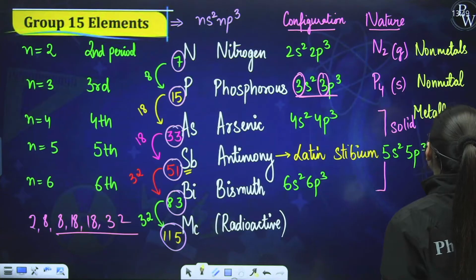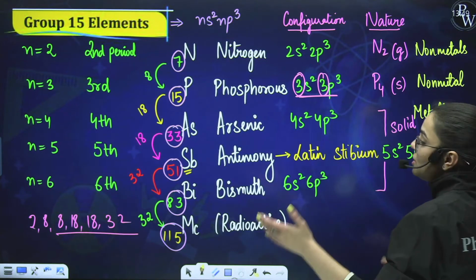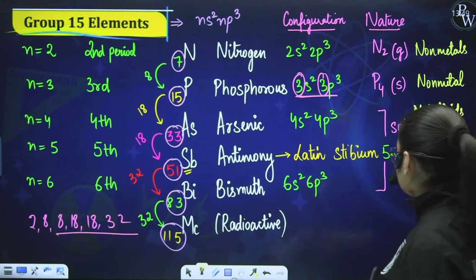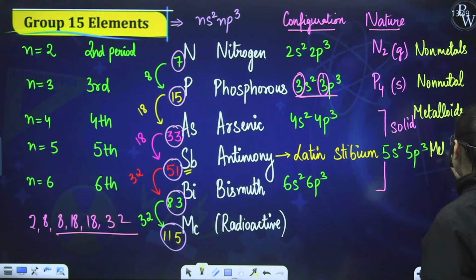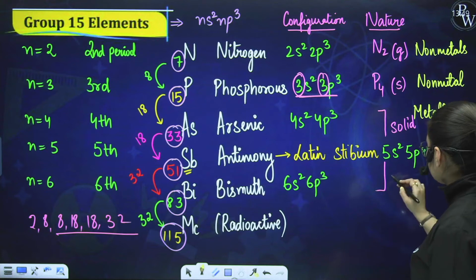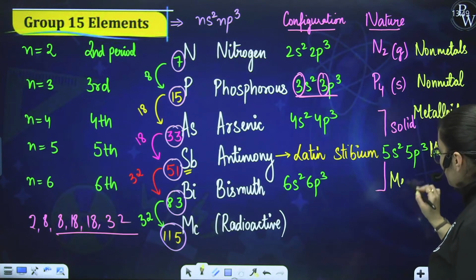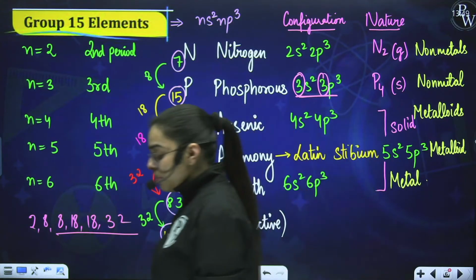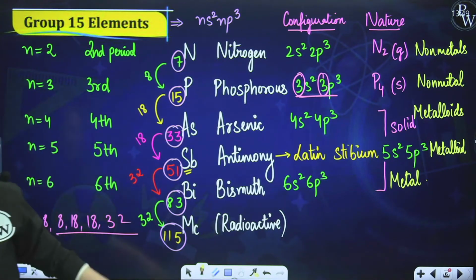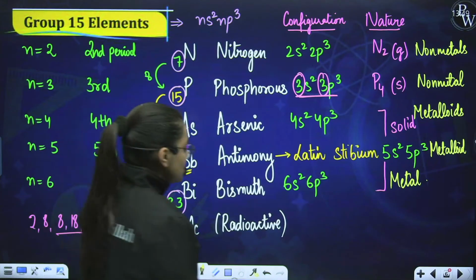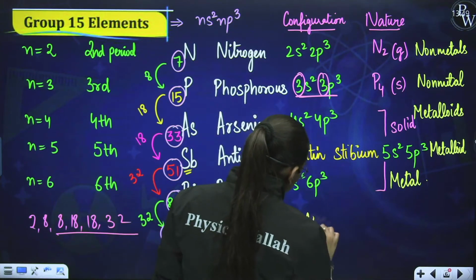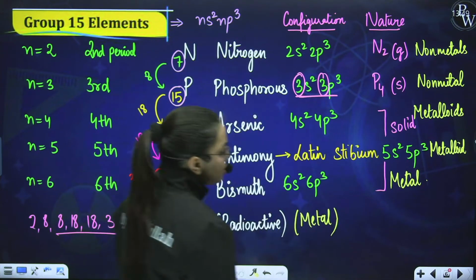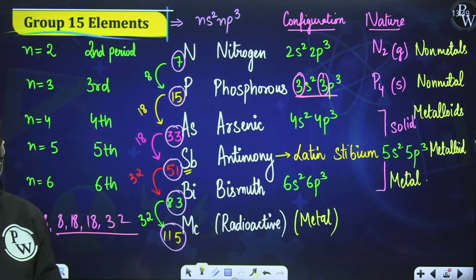Now, what are metalloids? Metalloids are the ones which hold the characteristics of both metals and non-metals. So basically, this is also a metalloid. Now comes your bismuth. Bismuth is a metal, but it is a poor metal. And when I talk about the last one, Mc, it is also a metal. It is radioactive. We shall not study it in detail, but yet it is also metallic.